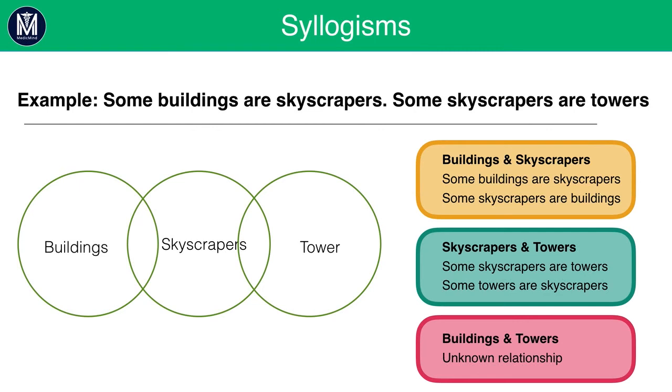So what can be drawn from this Venn diagram? We know that some buildings are skyscrapers, and if some buildings are skyscrapers, then some skyscrapers are also buildings. We know that some skyscrapers are towers, and by the same logic, some towers are also skyscrapers. Between buildings and towers, there could be a relationship, but we don't know for sure.